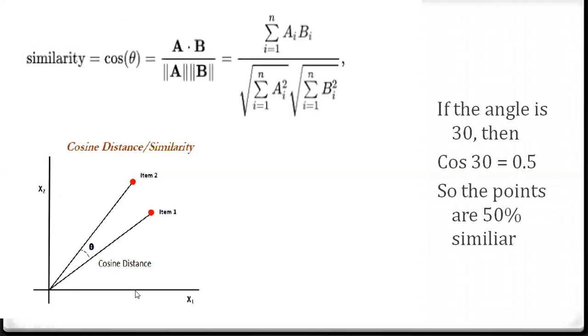And imagine you have 2 points, a point here as well as here on the x-axis. Your angle becomes 0, right? So cos 0 is 1, which means the similarity is 100%. Those points are completely similar to each other because they lie in the same plane, right?